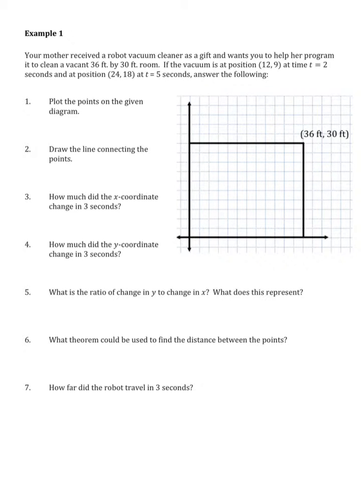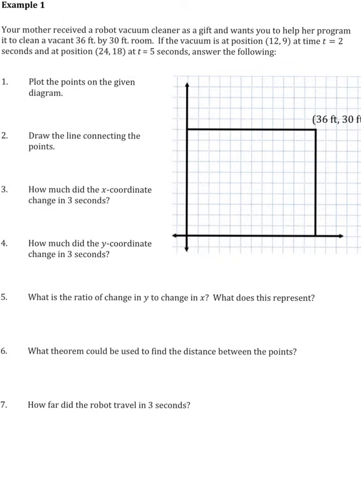So here's our first example. Your mother received a robot vacuum cleaner as a gift and wants you to help her program it to clean a vacant 36 by 30 foot room. If the vacuum is at position (12, 9) at time t equals 2 seconds and at position (24, 18) at t equals 5 seconds, answer the following. First thing you're asked to do is to plot the points on the given diagram. I'm going to do the best that I can given the circumstances of writing on an iPad.